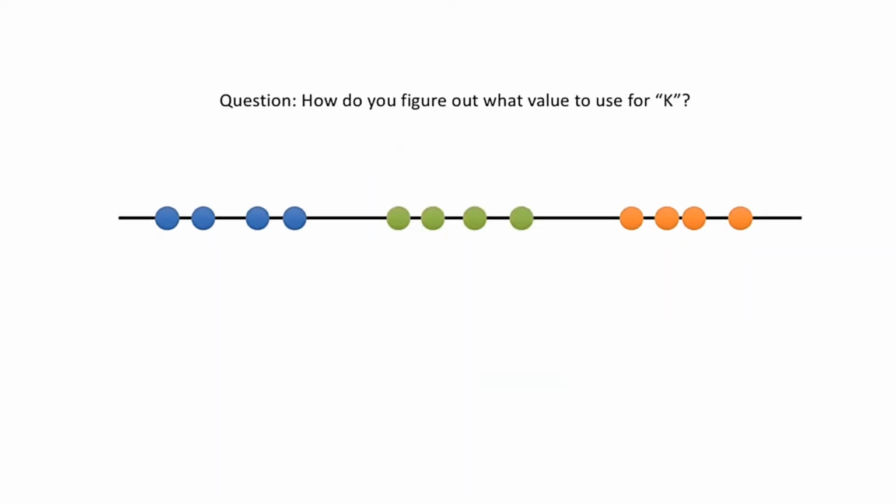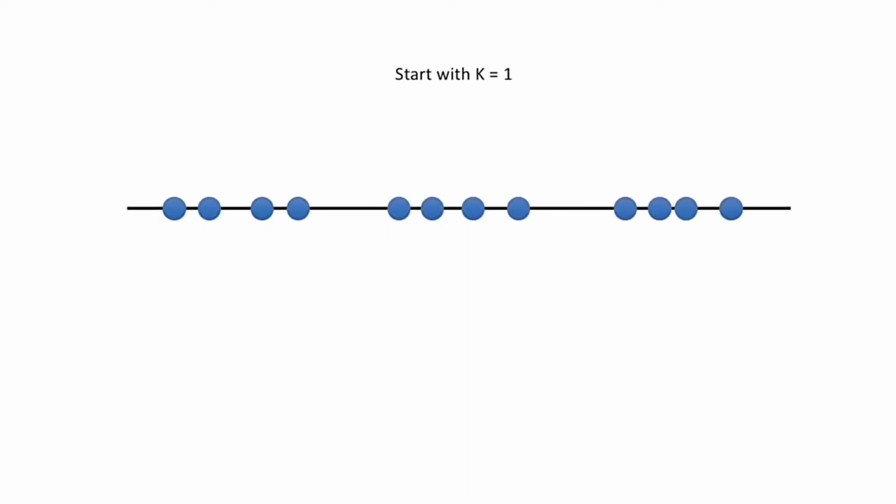How do you figure out what value to use for k? With this data, it's obvious that we should set k to 3, but other times it's not so clear. One way to decide is to just try different values for k. We will start with k equals 1. k equals 1 is the worst case scenario. We can quantify its badness with total variation.